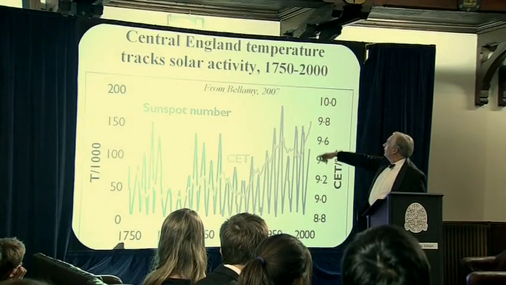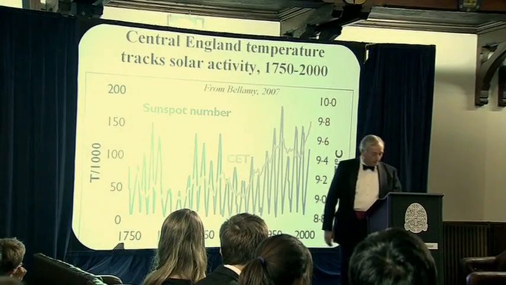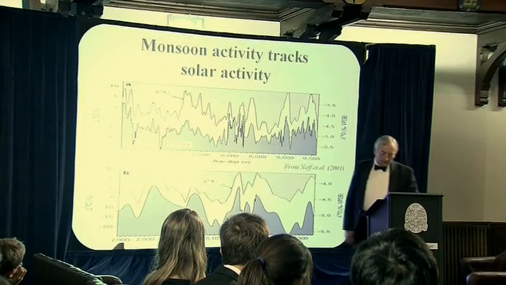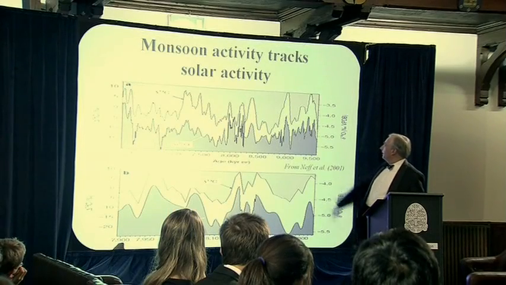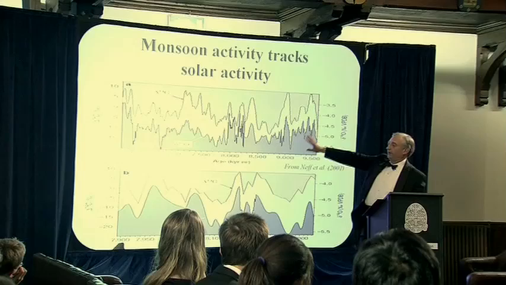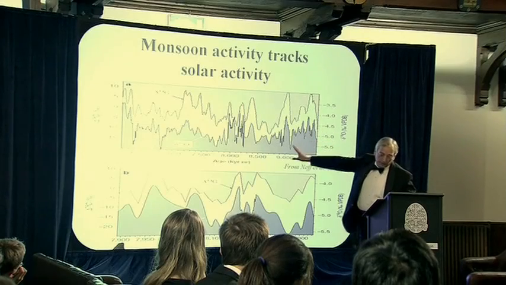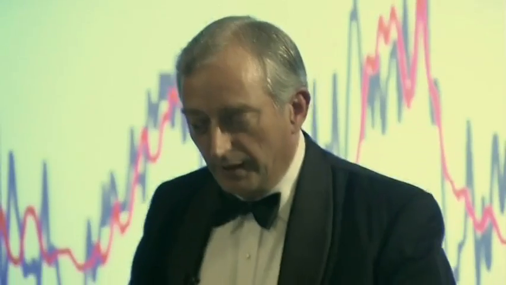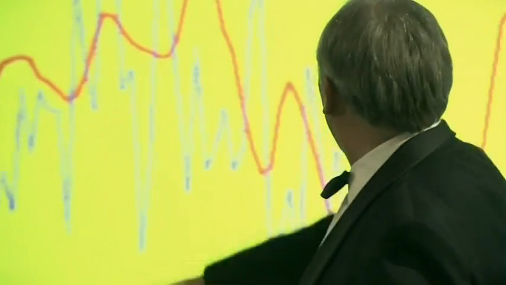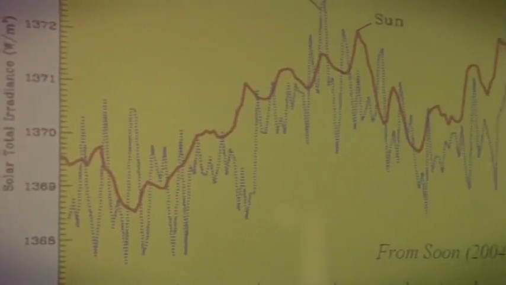That's from a paper by David Bellamy in 2007. Then we've got one showing that monsoon activity tracks solar activities in the paleoclimate, going a long way back. This is Neff et al. 2001. And then, of course, there's the Arctic, where again you see a rather nice correlation between the two.